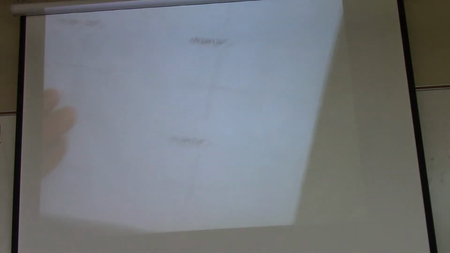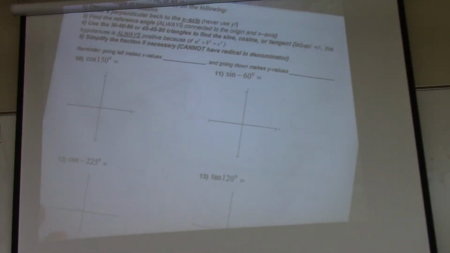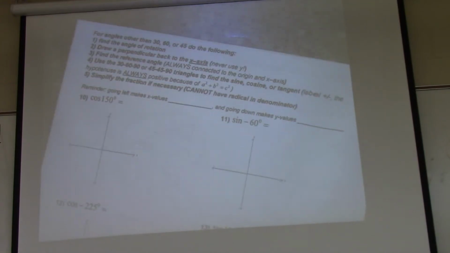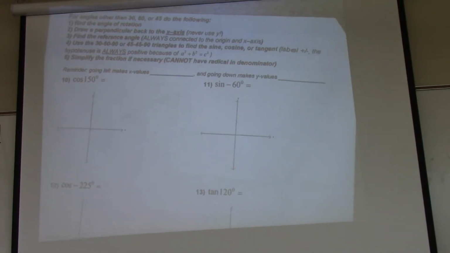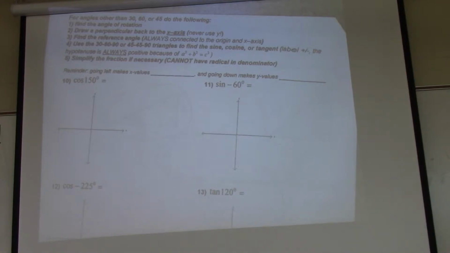Alright, so there's 5 steps to every one of these problems. Once you see a couple, I promise you, this is not going to be very difficult. And it deals with reference angles. So, first things first. For angles other than 30, 60, 45, if it's exactly 60, we can just draw that triangle. If it's exactly 30 or 45, we can just draw the triangle, we're done. But for other ones, we have to do the following.